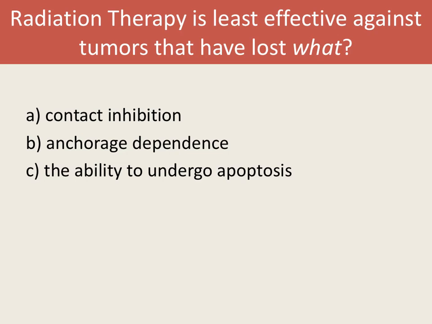Remember I talked about radiation therapy, it damages the cells so that the tumor suppressor system actually recognizes damaged cells and causes those cells to undergo apoptosis. So which of these? Radiation therapy is least effective against contact inhibition, anchorage dependence, in other words, invasive cancer, metastatic cancer, or causing cells to kill themselves. Anybody?